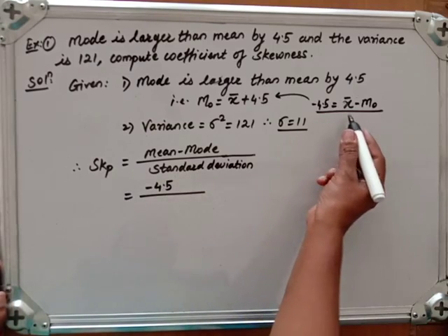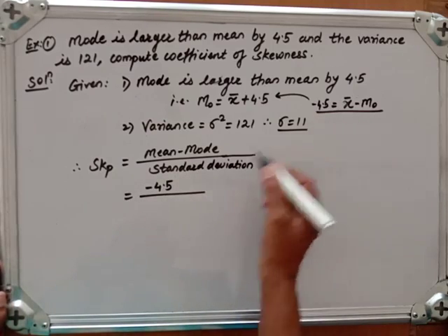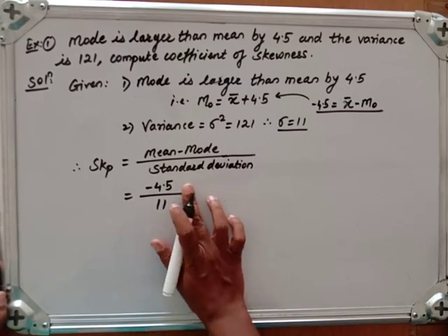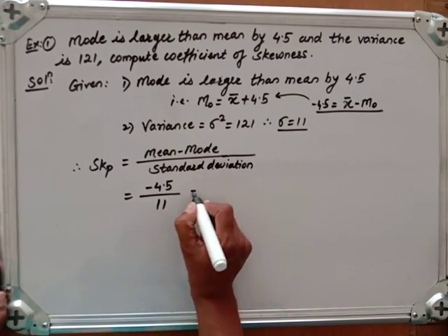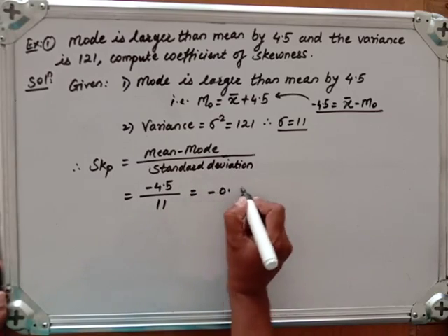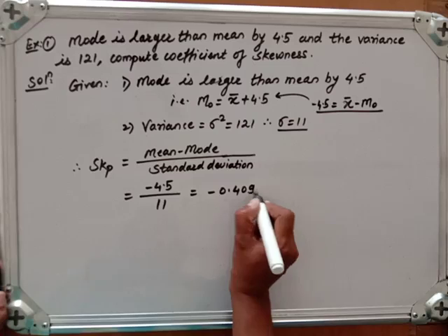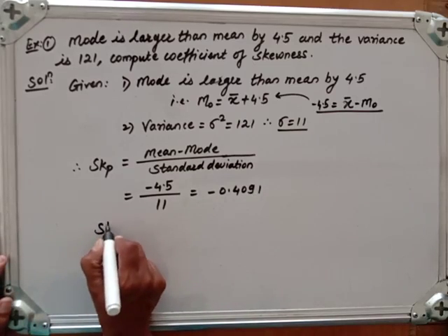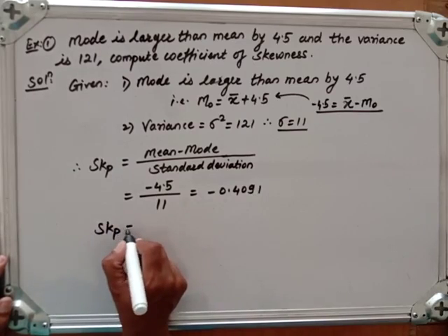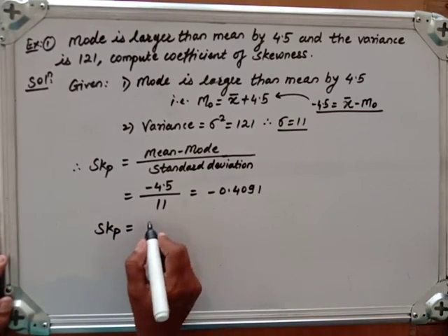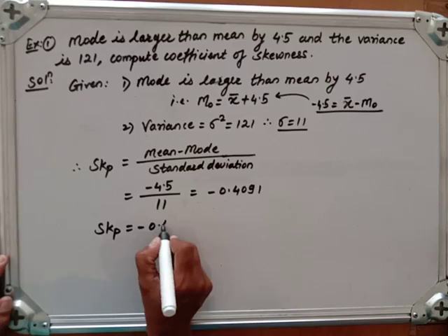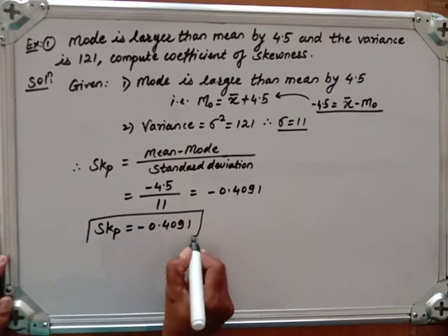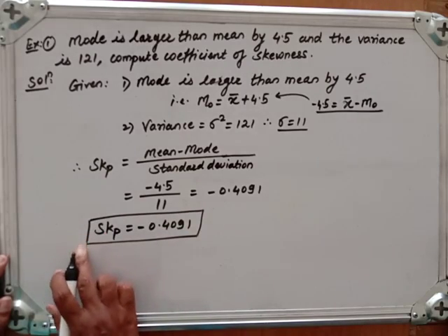As mean is less and mode is bigger, that's why the difference is negative. Upon standard deviation is 11. So this is minus 0.4091. This is the value of the coefficient of skewness. Pearson's coefficient of skewness is minus 0.4091 here.